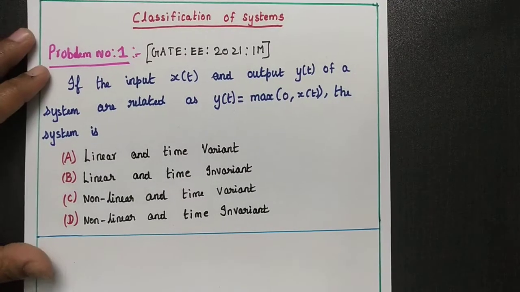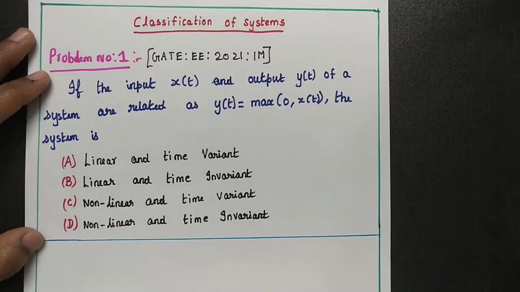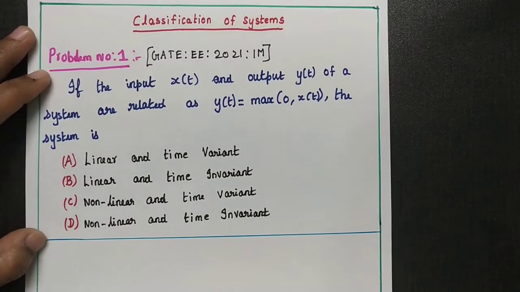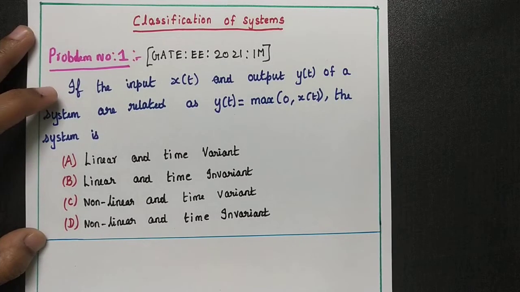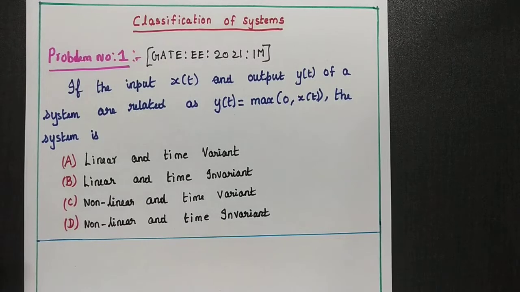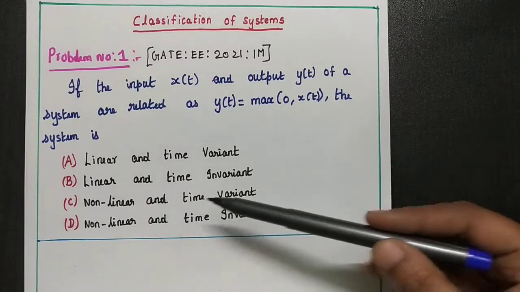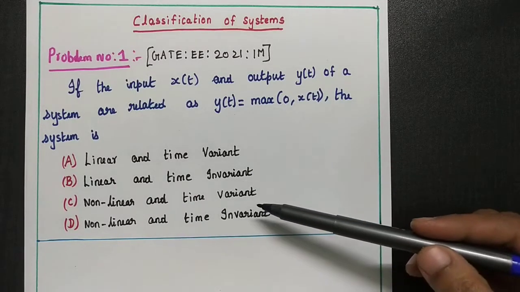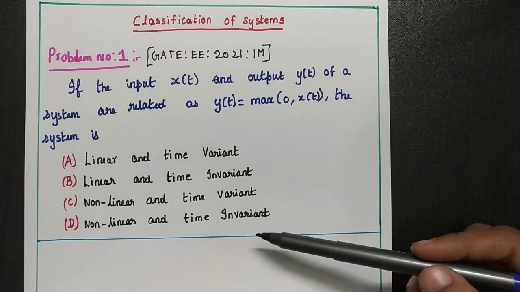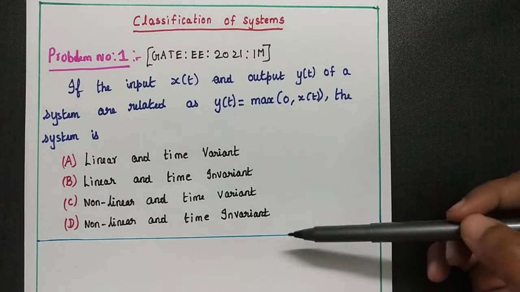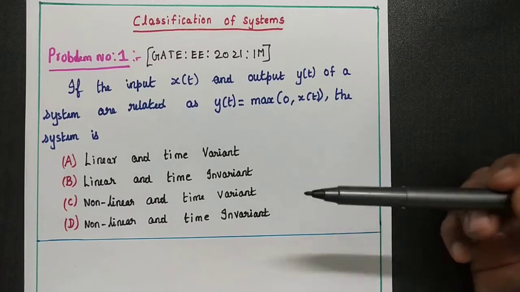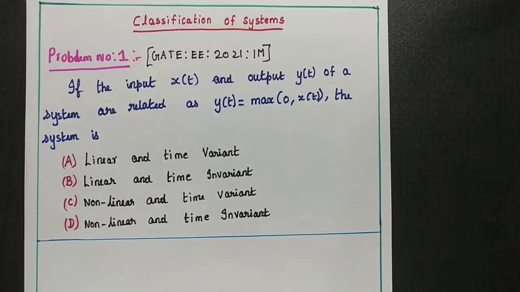This is problem number 1, which was asked in GATE 2021 and is given for 2 marks. The question is: if the input x of t and the output y of t of a system are related as y of t equals maximum of 0, x of t, is the system linear and time variant, linear and time invariant, non-linear and time variant, or non-linear and time invariant? So they asked for two classifications. One is about linearity, the other is about time invariance. So we have to check the two things. Let me solve the problem.